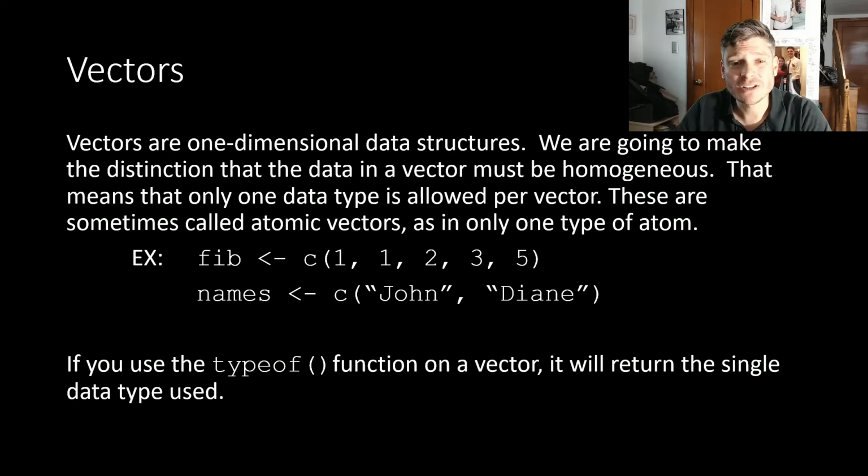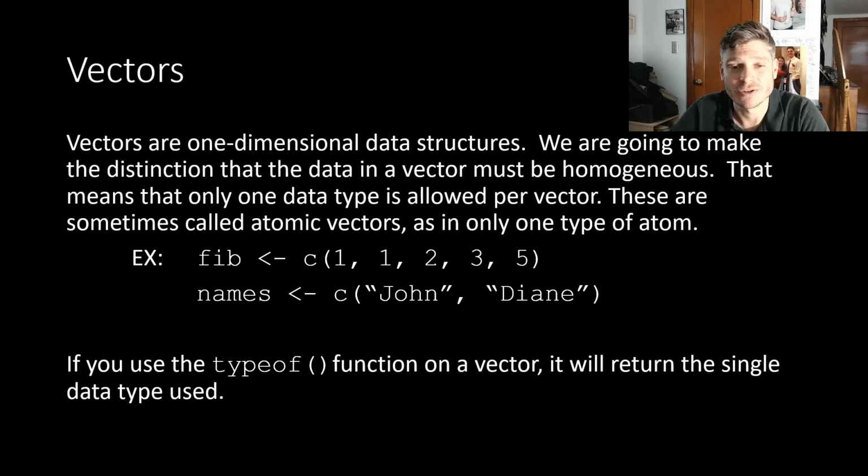So our first data structure that we're going to look at is vectors. Now, vectors are one-dimensional data structures. We're going to make the distinction that in our case, data in a vector must be homogeneous, and what that means is that we're only allowed to have one data type per vector. That means we sometimes call these atomic vectors, kind of like there's only one type of atom. So our data type is our atom, and then our data structures are our molecules that are made up of our atoms.